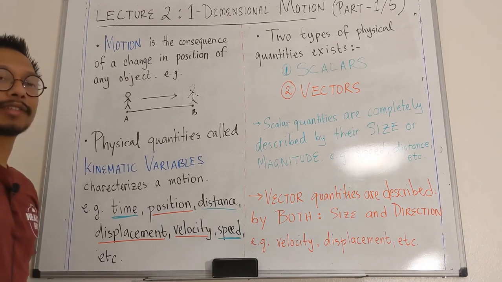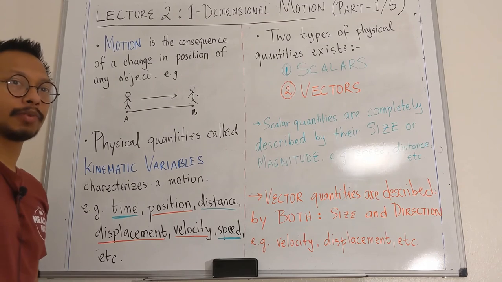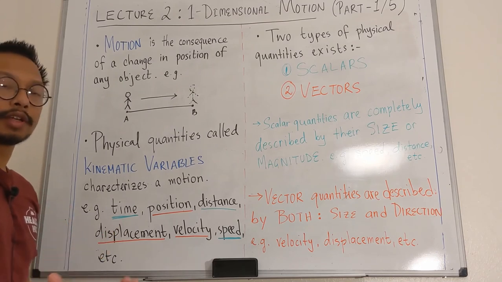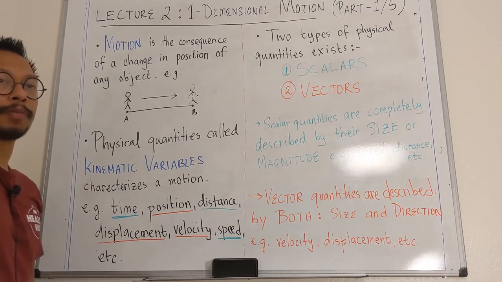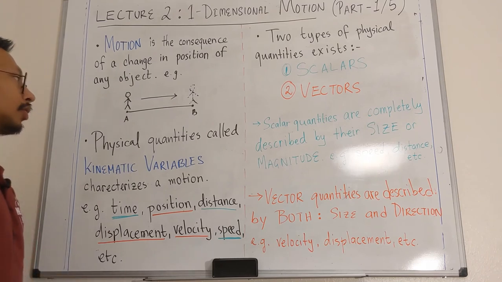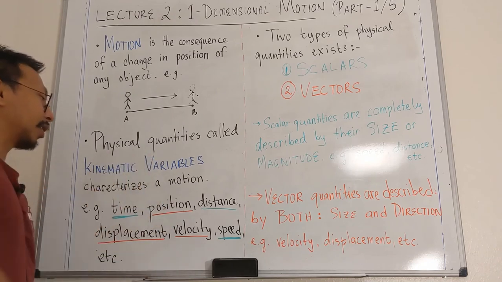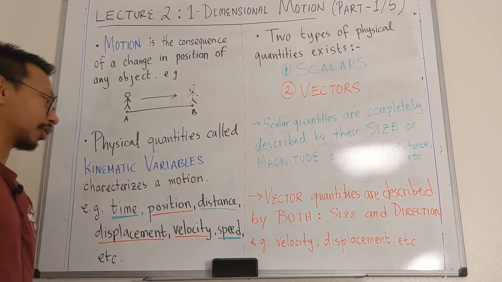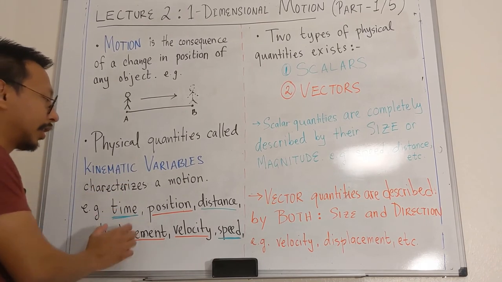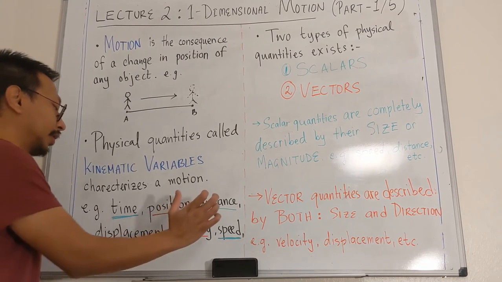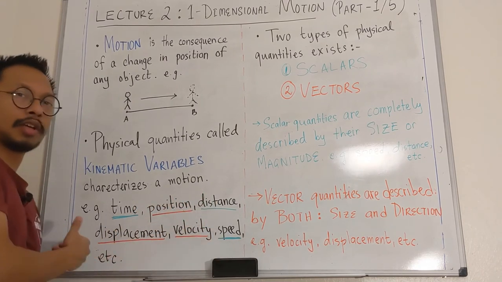Now, motion is described in terms of physical variables, which helps us to understand a deeper notion of motion and understand each motion at a more mathematical level. So these physical quantities are called kinematic variables. These kinematic variables characterize any motion, okay? And examples of kinematic variables include time, position, distance, displacement, velocity, speed, and so on and so forth.